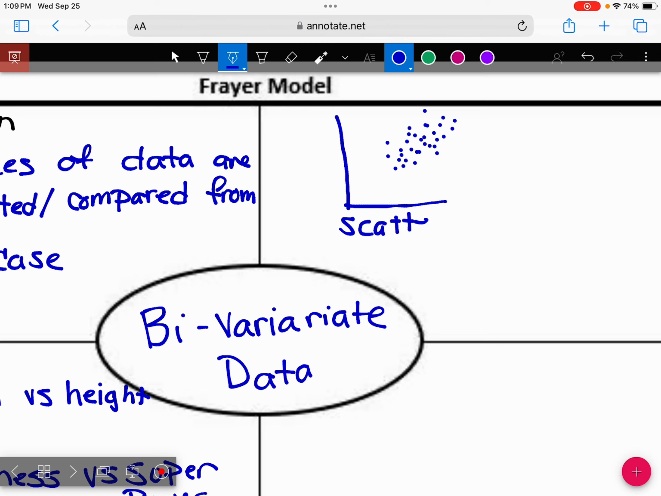We're going to be using things like scatter plots. Bar charts are more univariate though. It's more counting how many you have of a certain thing. It's not really comparing two things. Bar charts tend to compare one thing. So things like scatter plots, maybe even with a line of best fit.